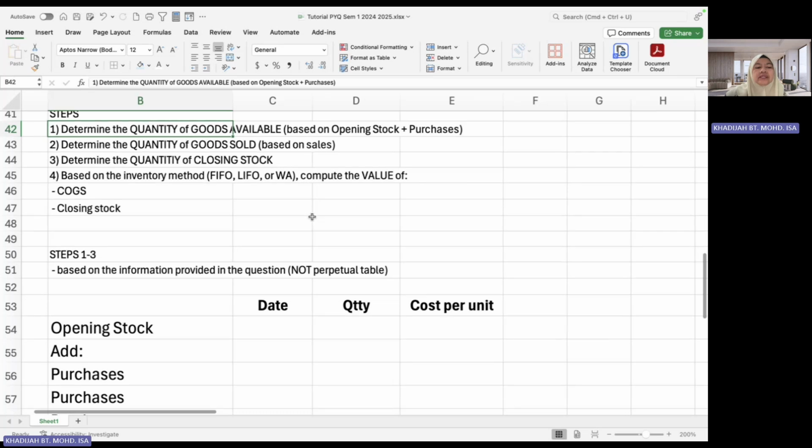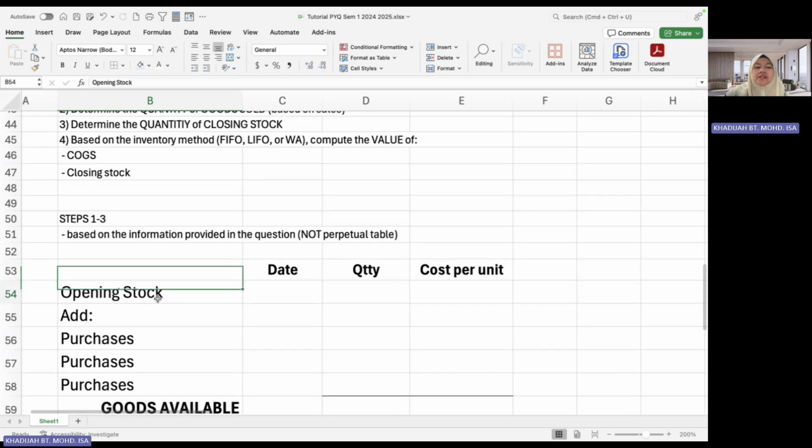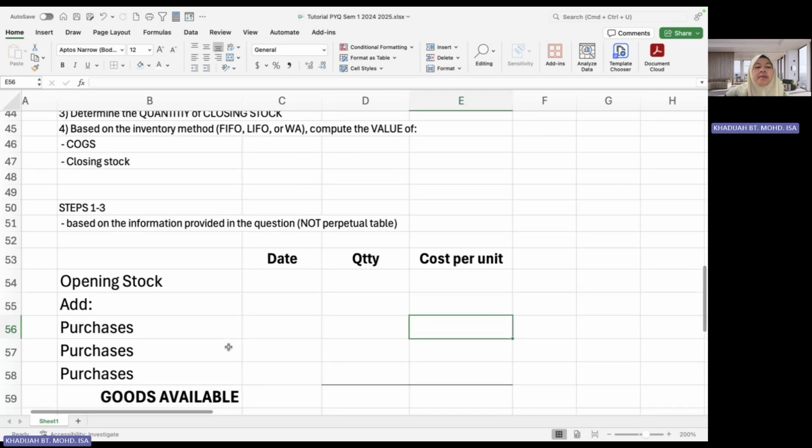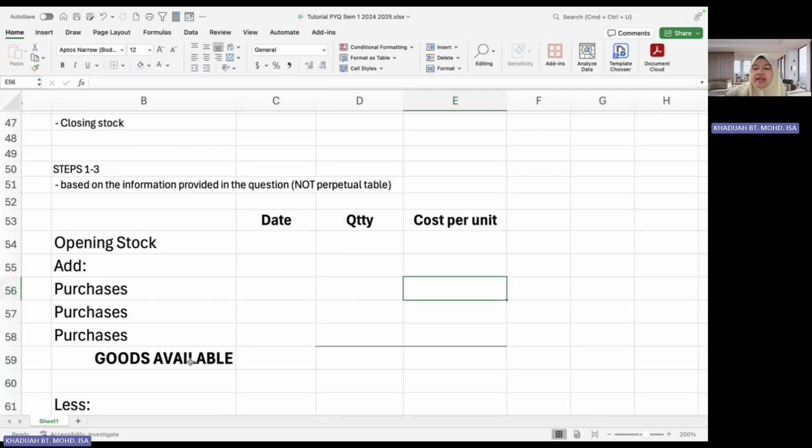So first you're going to decide how much is your opening stock, and then you add on the purchases: how many units on the date of the purchases, how many units purchased, and the cost per unit according to the dates, right? So you may have to write down all these purchases. From this you get your goods available.